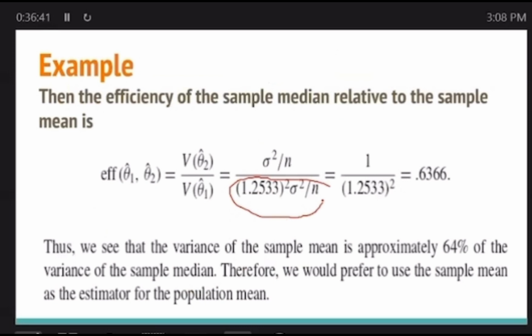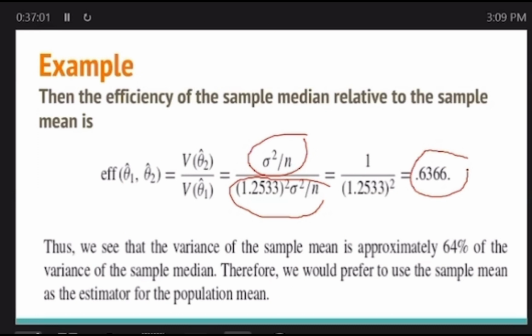What do you see in the numerator? That is the variance of the sample mean. What do you see in the denominator? Variance of the sample median. At the end of the day, what do we get? Less than 1. 0.6 something is less than 1.